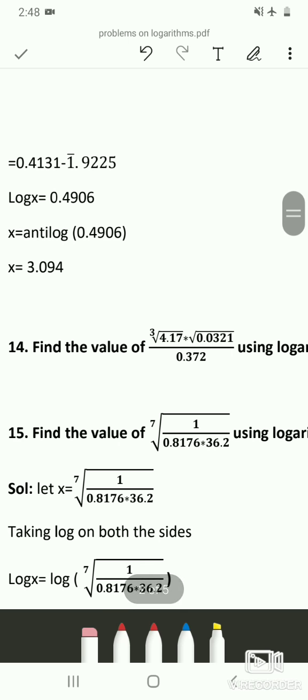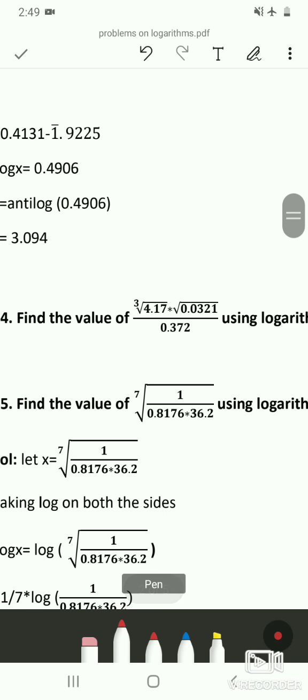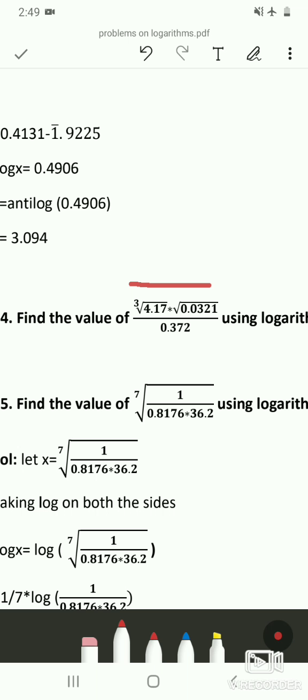So the next problem is find the value of cube root of 4.17 into square root of 0.0321 whole divided by 0.372 using logarithm. So you guys work it out in a similar way. So here the first step would be take the second law, that is log m upon n, and for the numerator again you have to take the first law, that is log of m into n, and for this term take the fourth law and simplify.